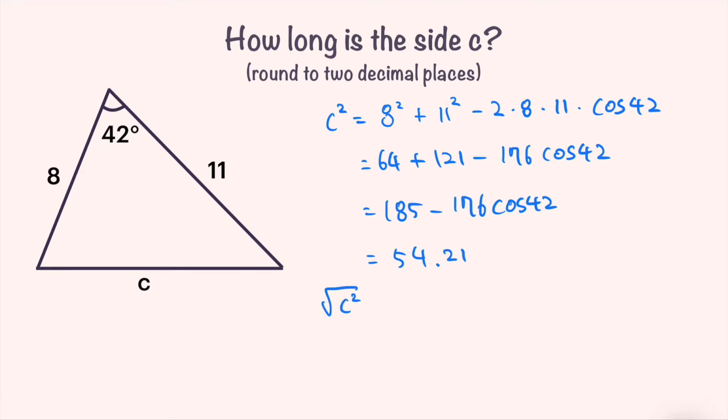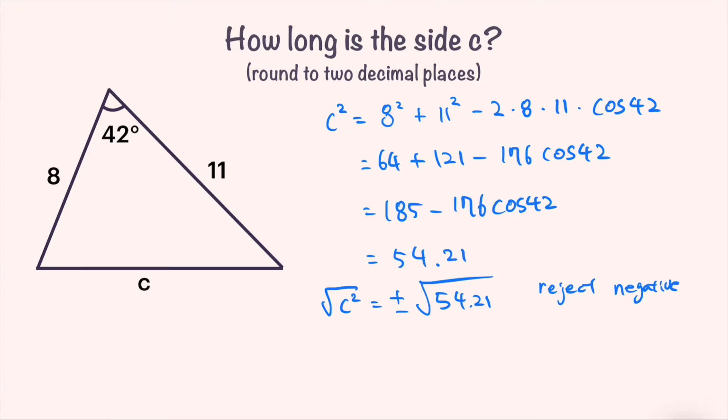The square root of c squared is equal to plus or minus the square root of 54.21. It's important to remember that when you take the square root on both sides of the equation, you need to put plus and minus there. But when you're solving for a triangle, we don't have such a thing as a negative length, so maybe you don't have to. But technically, when you take a square root on both sides of the equation, you always have to put plus or minus on one of the sides. But as I said, because we're working with a triangle, we reject the negative.